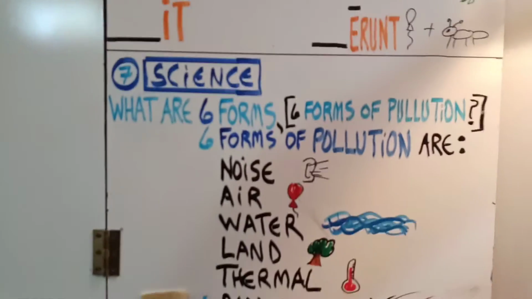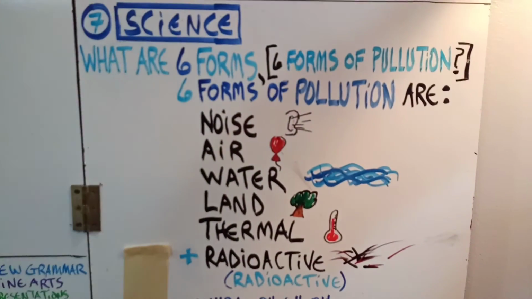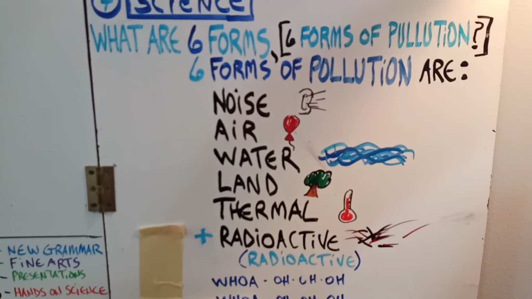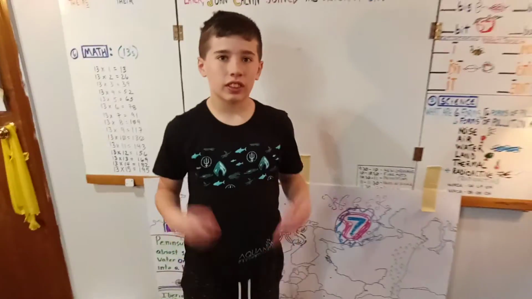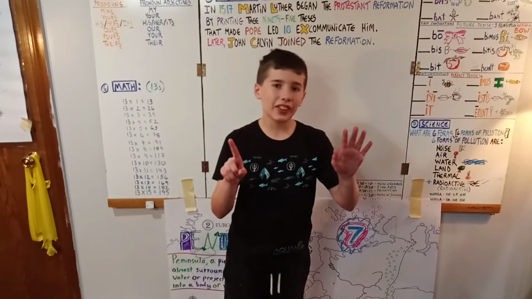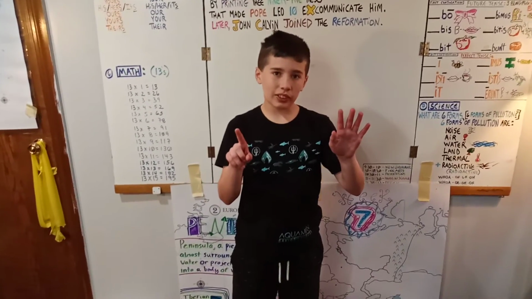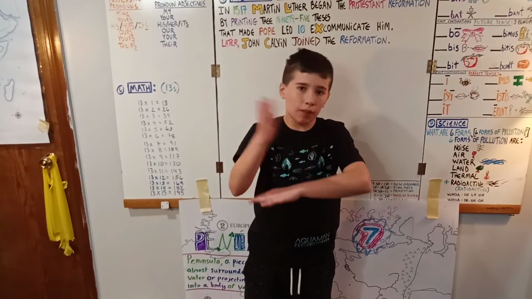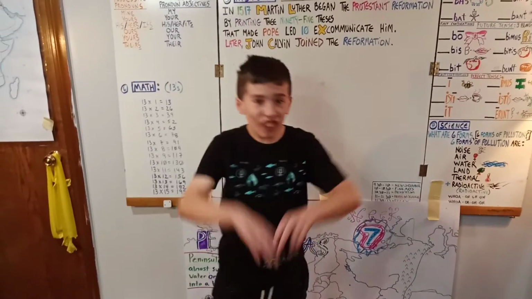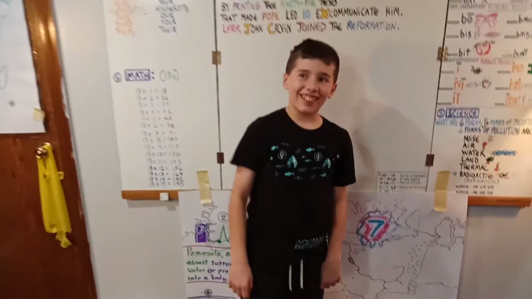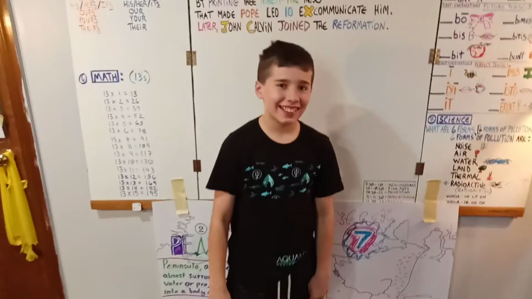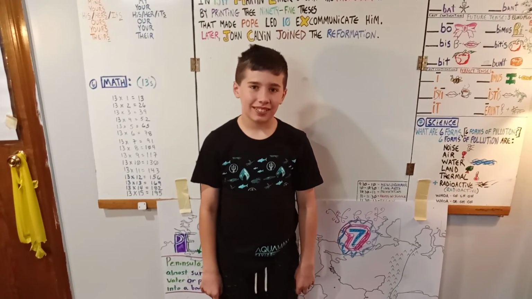Finally, for science, we are going to do what are 6 forms of pollution. We're going to try to squeeze Imagine Dragons' song Radioactive into it. So it goes like this. What are 6 forms of pollution? 6 forms of pollution are noise, air, water, land, thermal, and radioactive, radioactive. Whoa, whoa, whoa, whoa, oh. I'm radioactive. Radioactive. And that's week number 7.